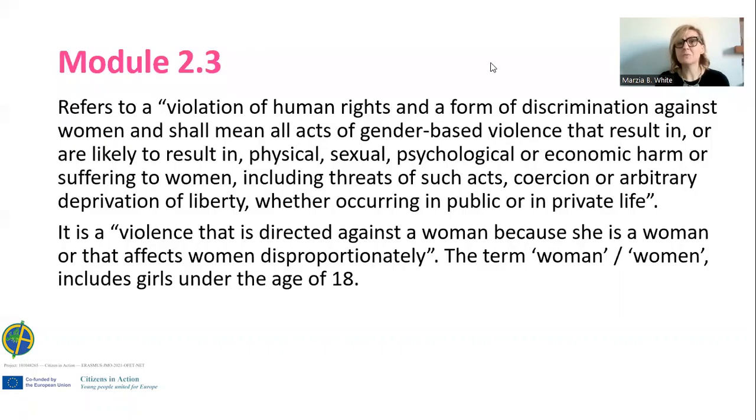It refers to a violation of human rights and a form of discrimination against women, and shall mean all acts of gender-based violence that result in or are likely to result in physical, sexual, psychological, or economic harm or suffering to women, including threats of such acts, coercion, or arbitrary deprivation of liberty, whether occurring in public or in private life. It is a violence that is directed against a woman because she's a woman, or that affects women disproportionately. The term woman, women, includes girls under the age of 18.